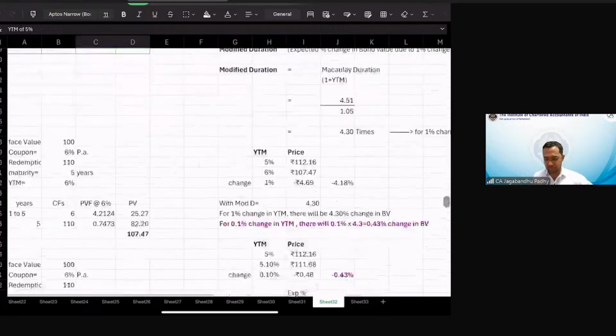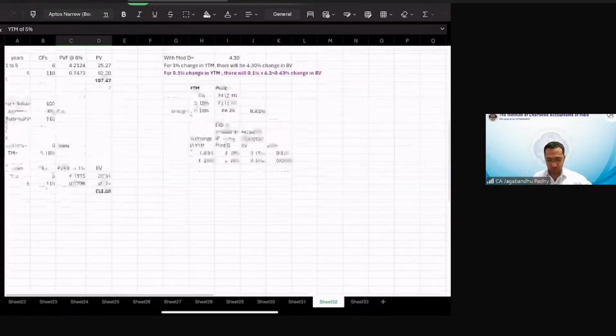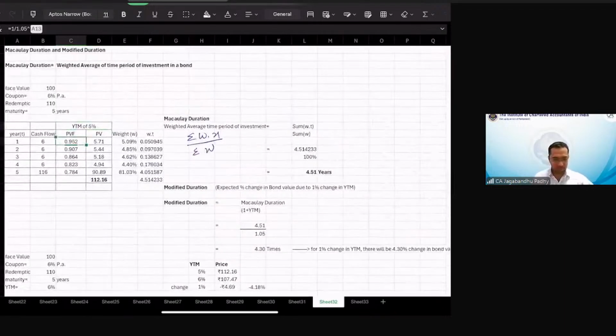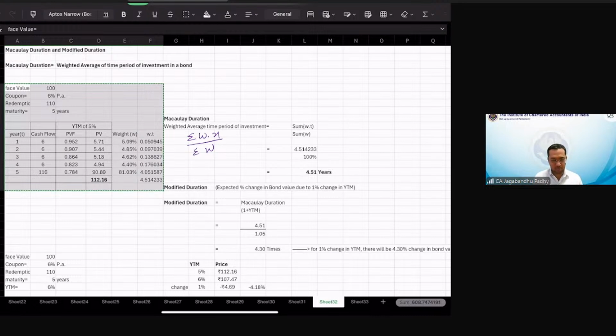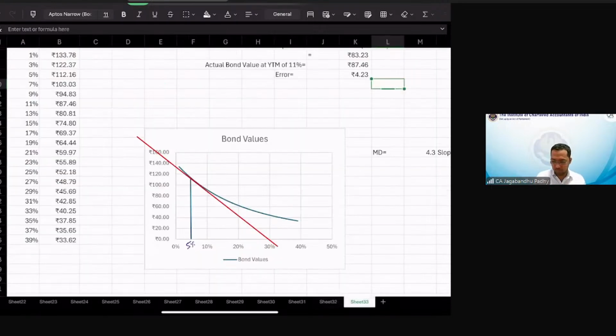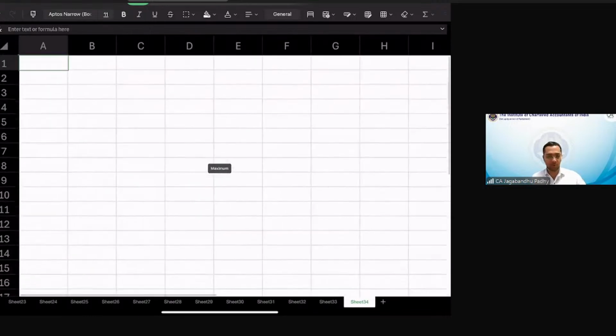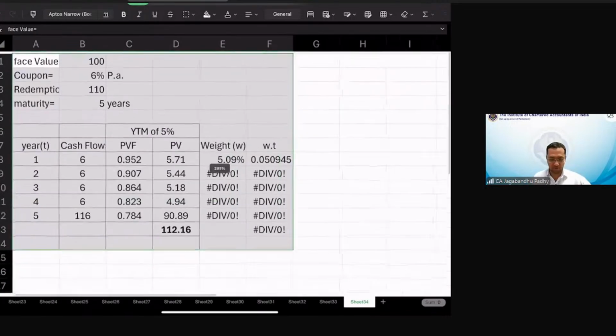So let me just take up this same question, because we have already done this. Let me just take up the same question for understanding the convexity part now. The convexity adjustment.